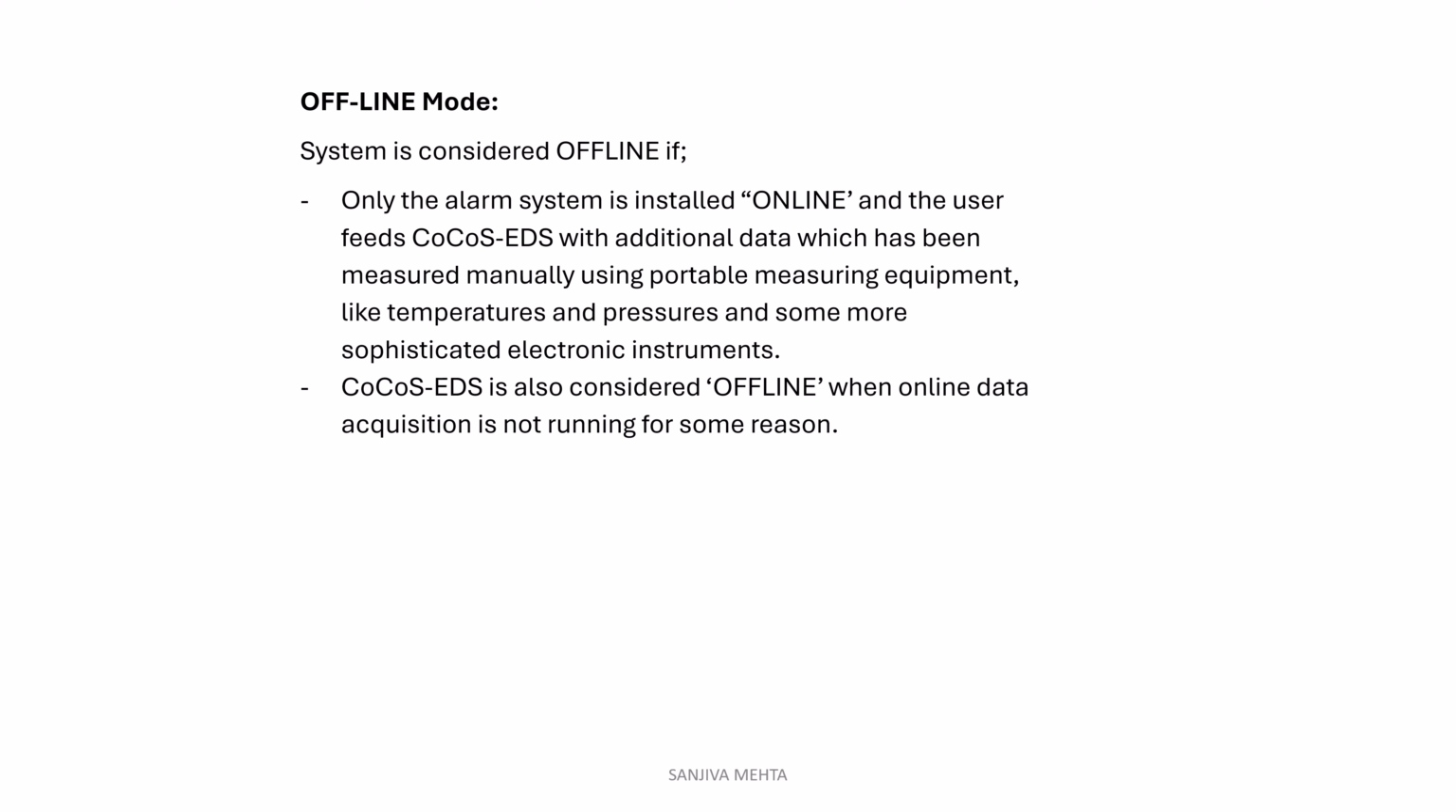Offline mode. The system is considered offline if only the alarm system is installed online. Alarm system is online. Sensor is fitted and is giving. And the user feeds Coco's EDS with additional data which you take, like individual go and take the performance, which has been measured manually using portable measuring instrument or equipment like temperature and pressure and some more sophisticated electronic instrument. But the PMI box everybody has seen. You can use that. Go to different units, indicator valves, and take the parameters. And then we note down all the other parameters, exhaust temperature, etc.